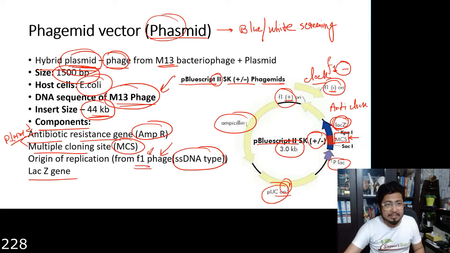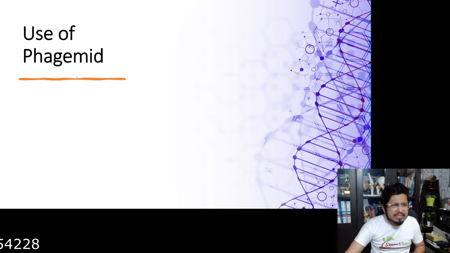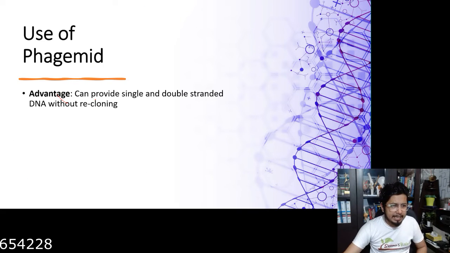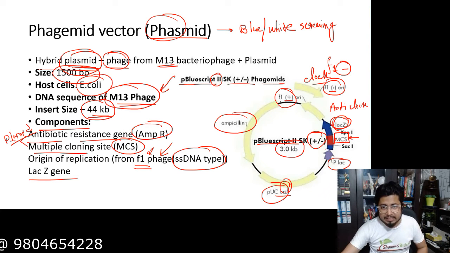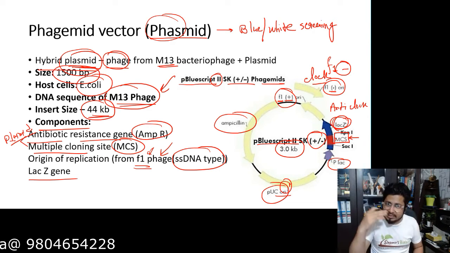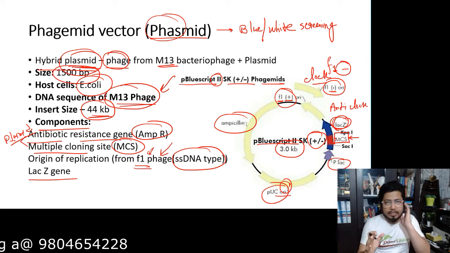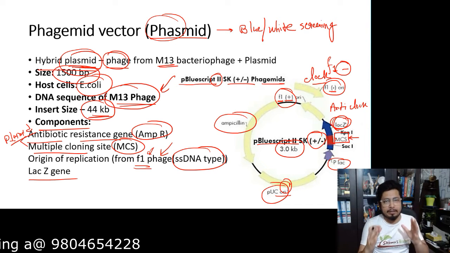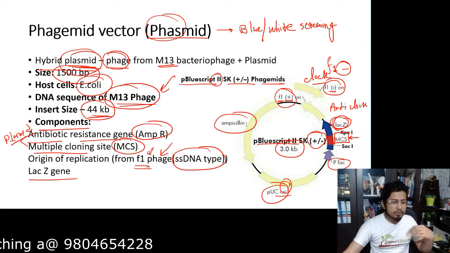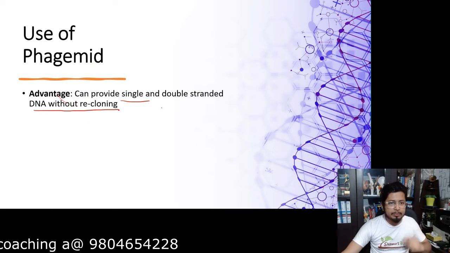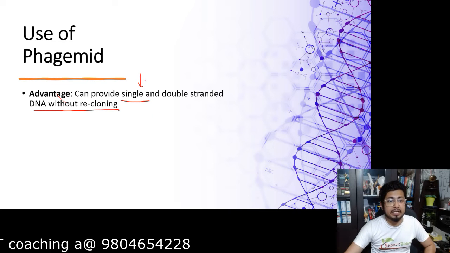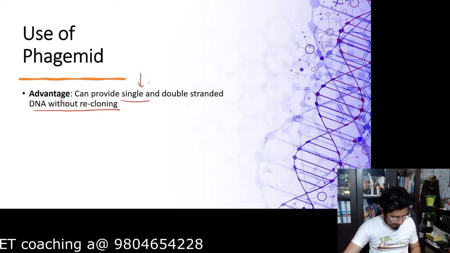Screening process is quite easy in case of Phagemid. So what is the use of Phagemid? Why did we design it? The advantage is that it can provide single and double stranded DNA without recloning. The reason behind it is that we have this origin of replication, that is f1. f1 phage is a single stranded DNA phage. So the origin of replication will work for single stranded DNA without any glitch. So with the help of this particular Phagemid, we can not only continue with double stranded cloning, but single stranded DNA cloning can also be done with the same vector.